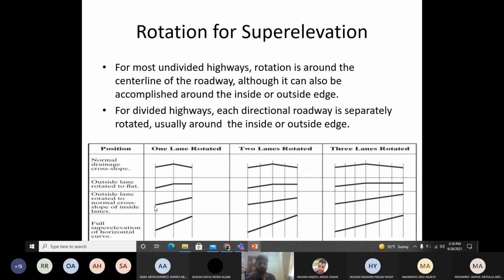Then you come to this place. Now you can see the elevation of the outside edge is further increased to the normal slope of the inside edge. So the slope of the outside edge is equal to the slope of the inside edge. So this is part of super elevation runoff.